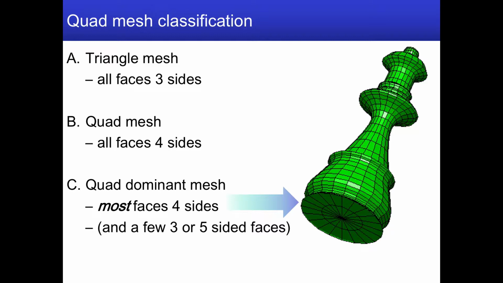There are, for example, different kinds of mesh. Sorry, the title is misleading. It should be mesh classification, okay? Not quad mesh classification. So there are triangle meshes, which are the most common meshes that you find around, right? Of course, there are also meshes with faces made by polygons, but usually what you have is triangle meshes, which are the ones that you're going to use for your project, where all the faces have 3 sides. Then there are quad meshes, where all the faces have 4 sides, and there is also another category called quad dominant mesh, where most of the faces have 4 sides, and then there are a few faces with 3 or 5 sides.